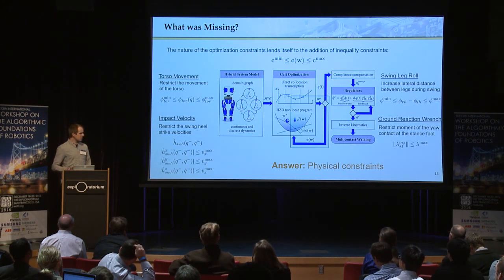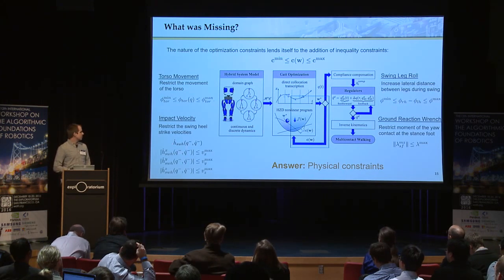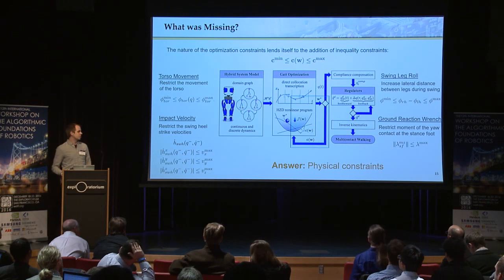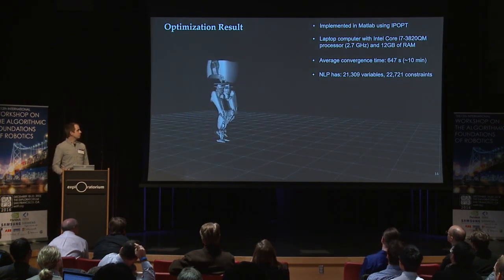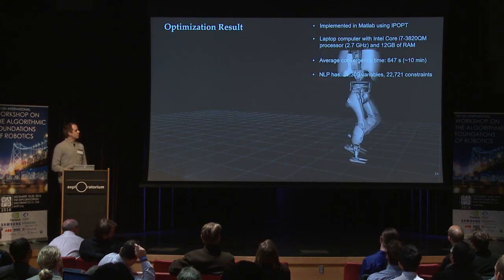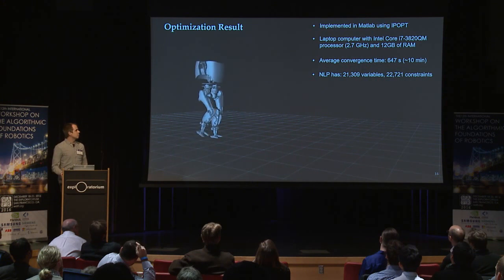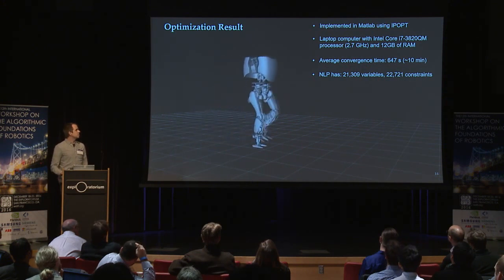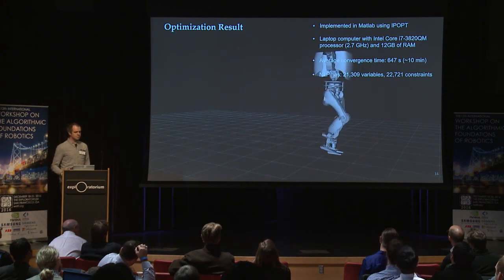Also, the impact velocity is sometimes very aggressive despite satisfying torque constraints in the joints. And we keep the swing legs well separated to avoid collision, and we keep the robot from pivoting about the stance foot by restricting the yaw moment in the foot. So the resulting walking is shown here. As we ran these optimizations, they converged in an average time of between 10 and 11 minutes, and this was just run on a laptop computer.